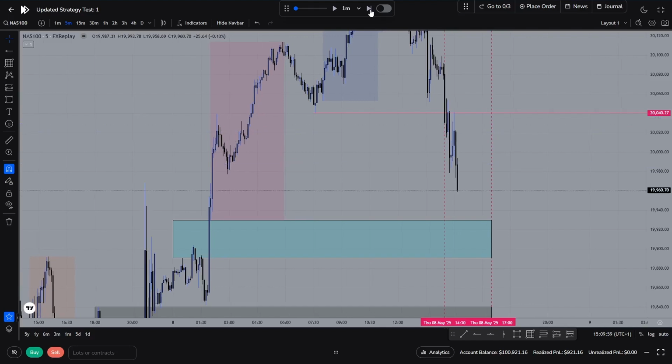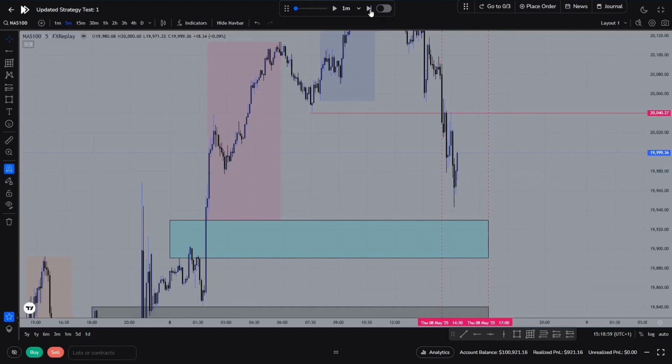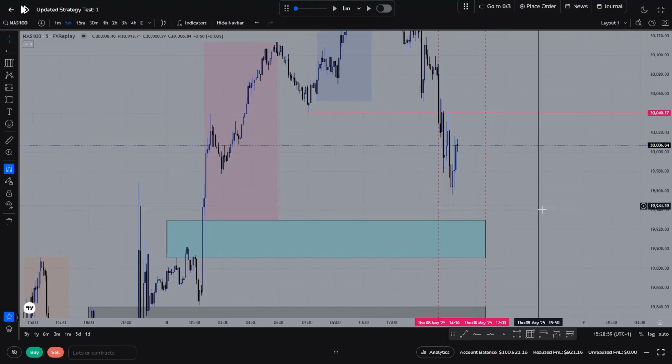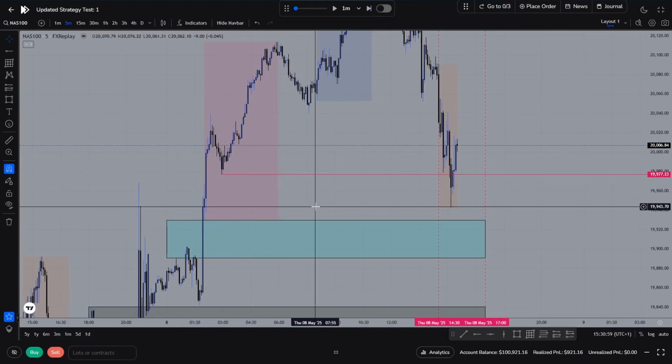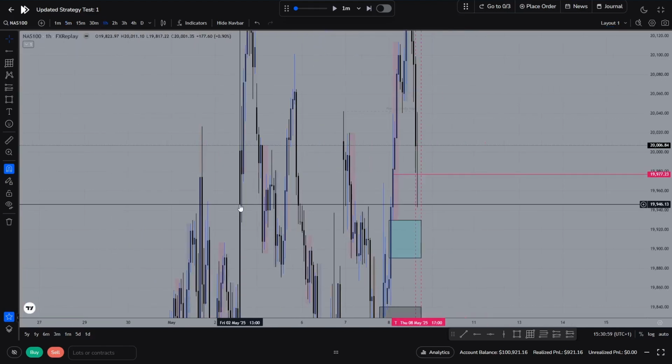Come on. No, you want to come lower. Sweep these lows here. What do I tap into? 1 hour FVG. I don't know what that tapped into.